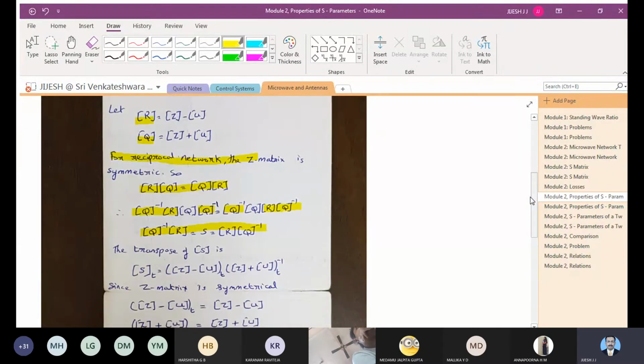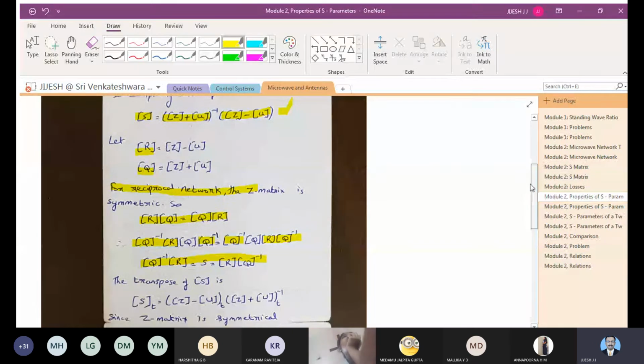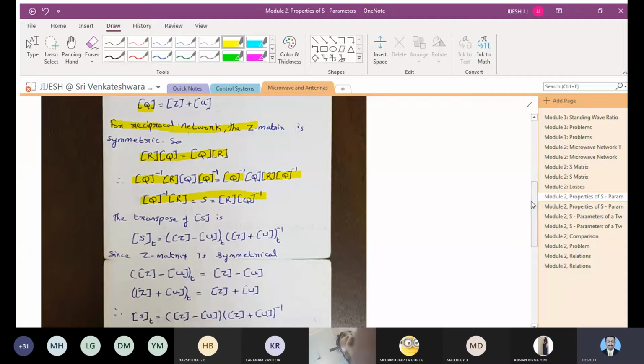Then if you take the transpose of S, you can write S transpose is equal to the same equation I am using here, this matrix. If I take the transpose of this, you can write it as Z minus U transpose into Z plus U transpose inverse. So I have just put transpose on all the matrices. Since the Z matrix is symmetrical, matrix Z minus matrix U transpose is equal to Z minus U. This is a property of matrix, that if the matrix is symmetric, then its transpose is also the same as the matrix itself. So Z minus U transpose can be written as Z minus U, and Z plus U transpose can also be written as Z plus U.